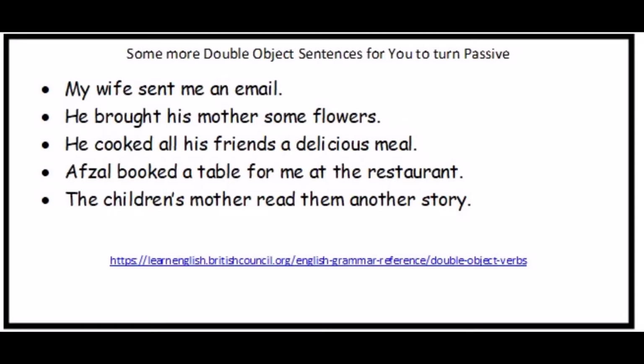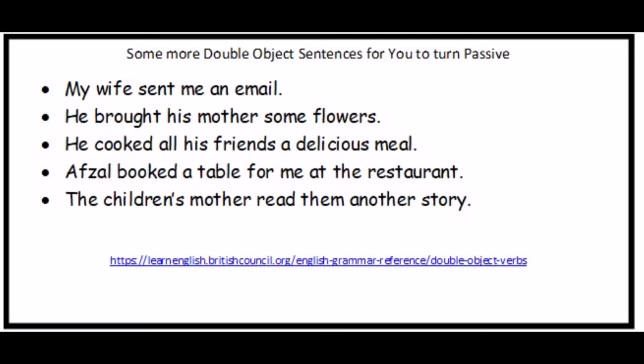Okay, let's just go through some examples of active sentences that you can try and swap round to make passive. So what's this first one? My wife sent me an email. So there again, you'll have to think about that carefully. How are you going to make two different passive sentences out of that? He brought his mother some flowers. Yeah, he went to the garden and he brought them home. Is it the flowers or the mother that you're going to use as the subject of this sentence?